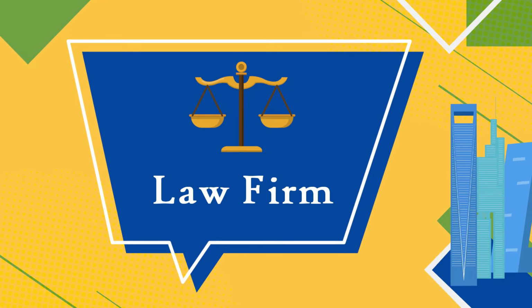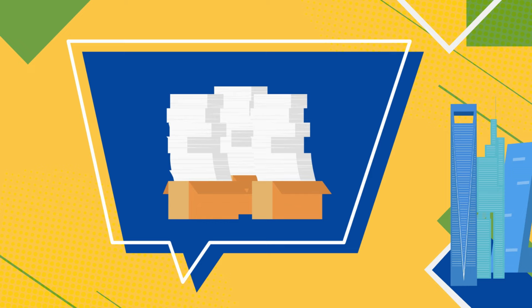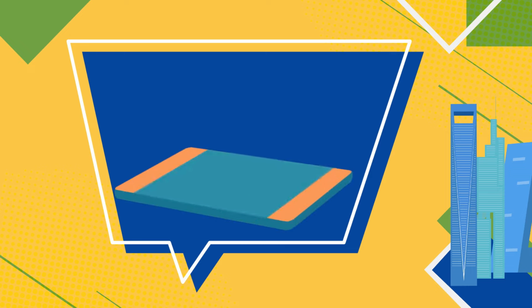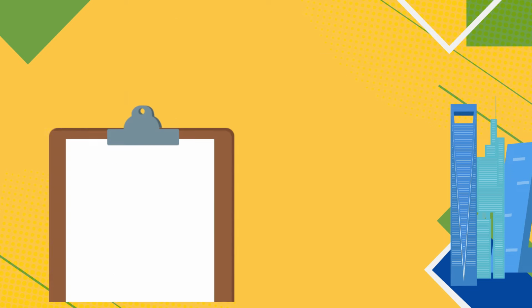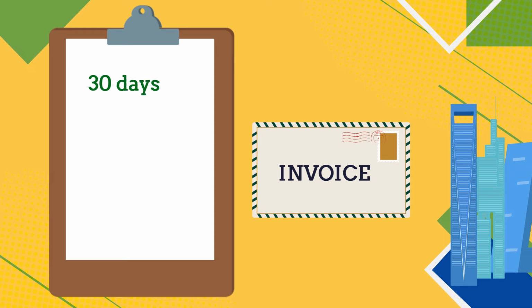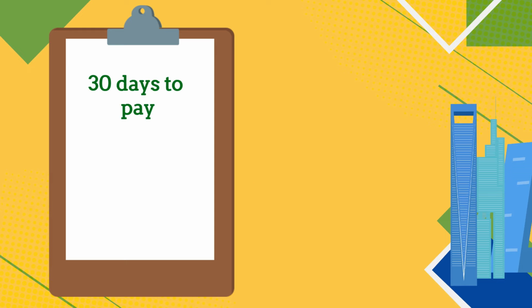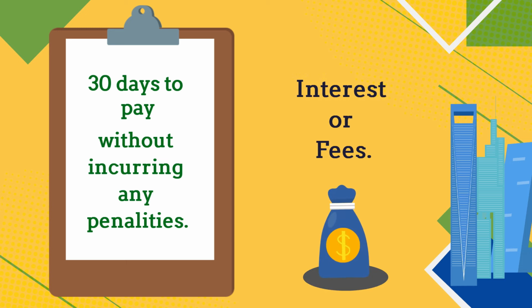Let's take a large law firm as an example. The law firm uses a lot of stationery, so they order it in bulk from an online stationery supplier who delivers the goods once a week. Every time they make a delivery, they send an invoice to the law firm with payment terms of 30 days, which means they have 30 days to pay without incurring any penalties such as interest or fees.